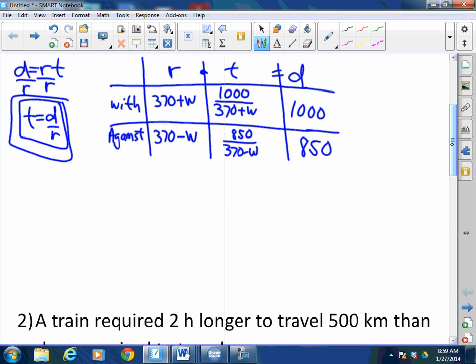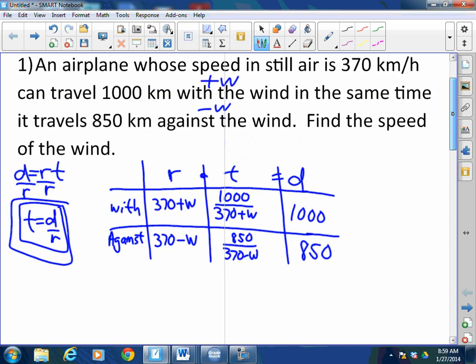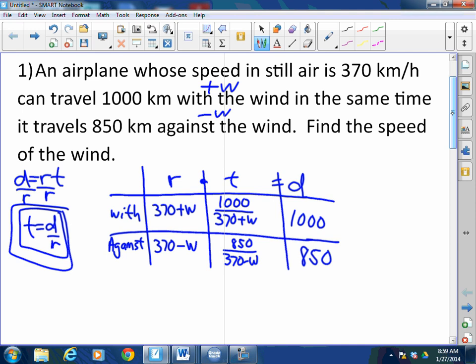So in this particular case, remember, please, sorry to go back up again, please remember that it's in the same time. Being that the plane was going with the wind, it is going to travel a lot further in the same amount of time.